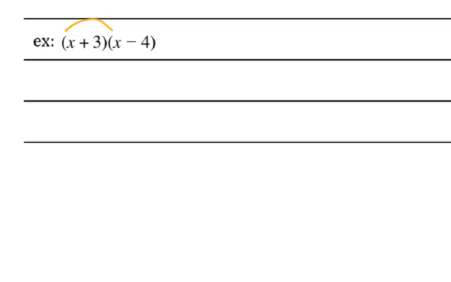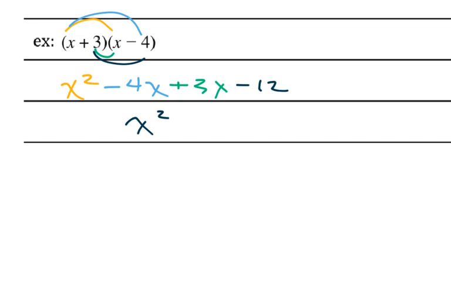First, outer, inner, last. So when I deal with my first, I get x squared. I deal with my outer, it's going to be minus 4x. And then I move on to my inner with the 3x. And then 3 times 4 gives me 12 for my last, and I subtract it. Combining like terms, I get x squared minus x minus 12.